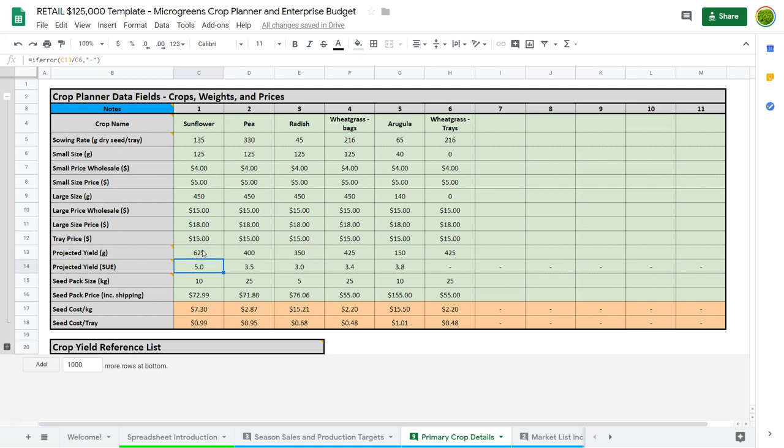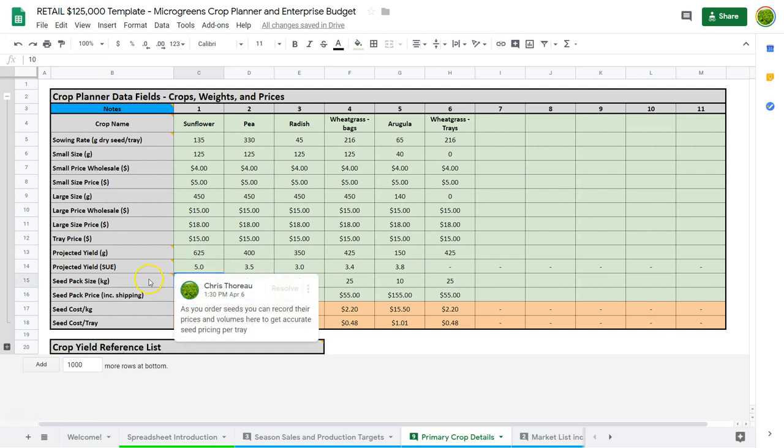What I tend to do is always work in small units, which means referring to the smallest package that I sell within a given crop. So I use this idea of a small unit equivalent, which is here. So 625 grams of sunflower per tray is equal to 5 small retail packages, and that applies to everything.